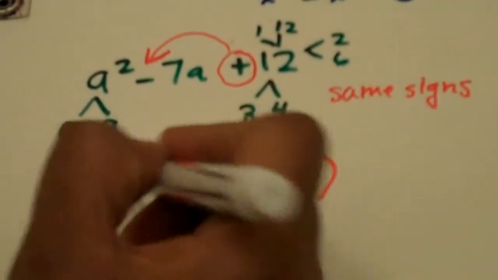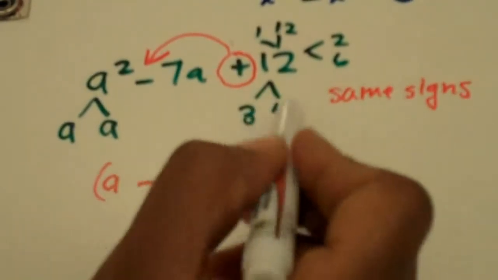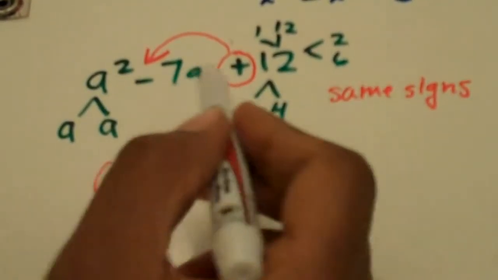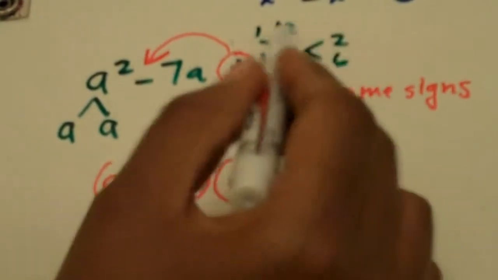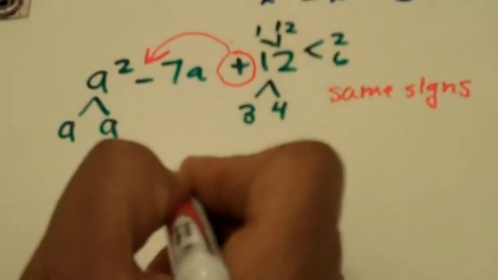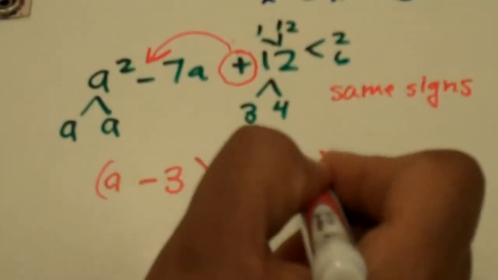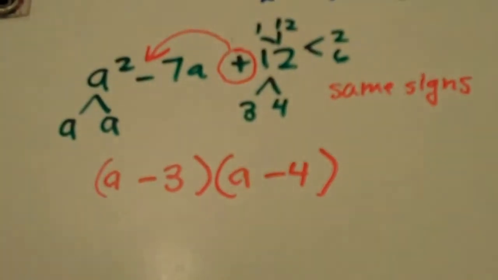So a is going to go here, a is going to go here. 3 and 4 are the only two pairs that will give you a 7. 2 and 6 would give you an 8. 1 and 12 would give you a 13. So 3 and 4 would be our answer here.